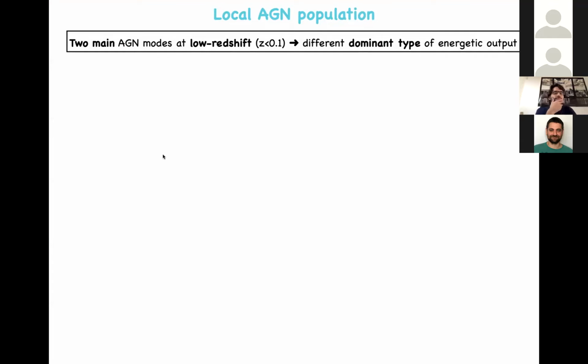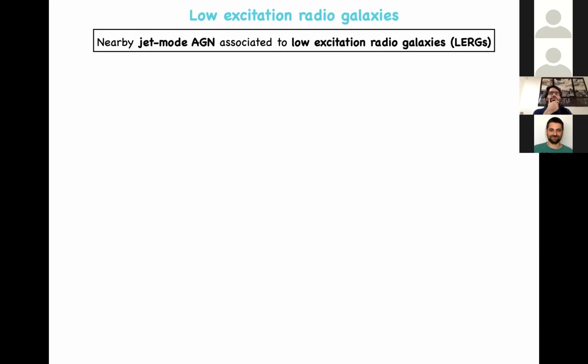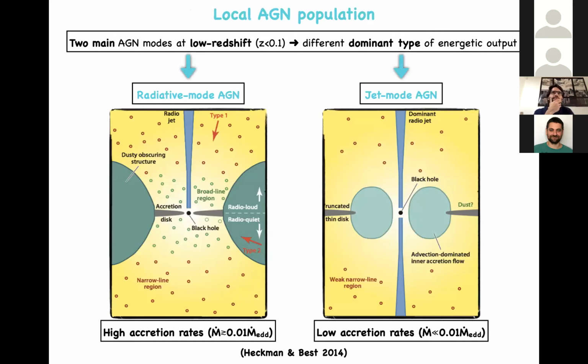I think we all agree that the AGN population can be really varied, but if we focus on the local universe, it is now widely accepted that we can distinguish two main AGN modes, differentiated by the dominant type of energetic output. We have radiative mode AGN on one hand and jet mode AGN on the other. In radiative mode AGN, the accretion occurs at high rates, and the dominant output is in the form of electromagnetic radiation released by the gas accreting onto the supermassive black hole.